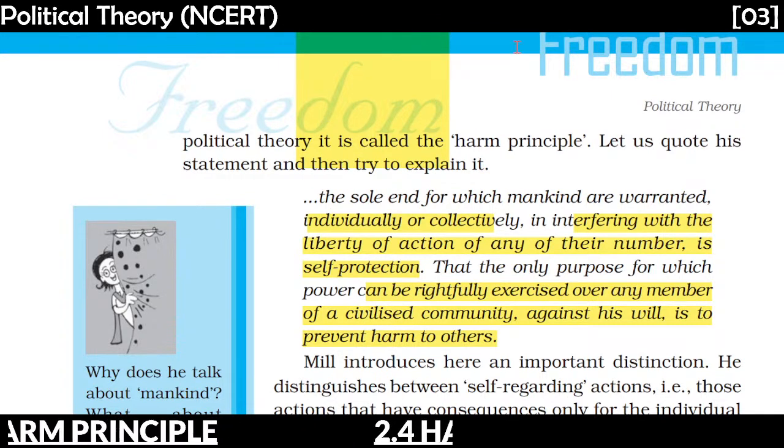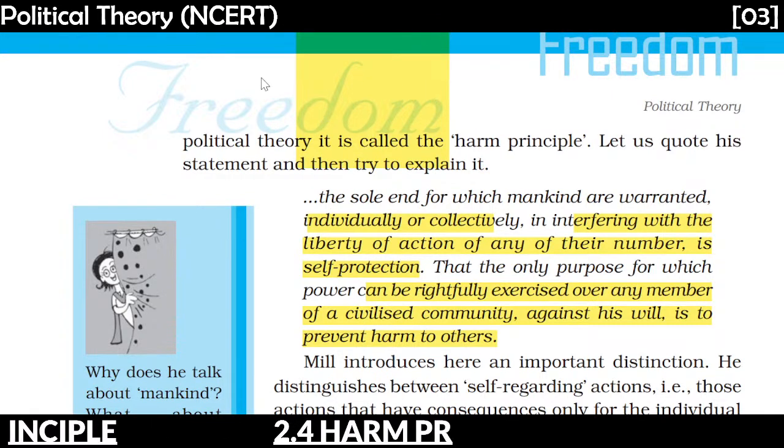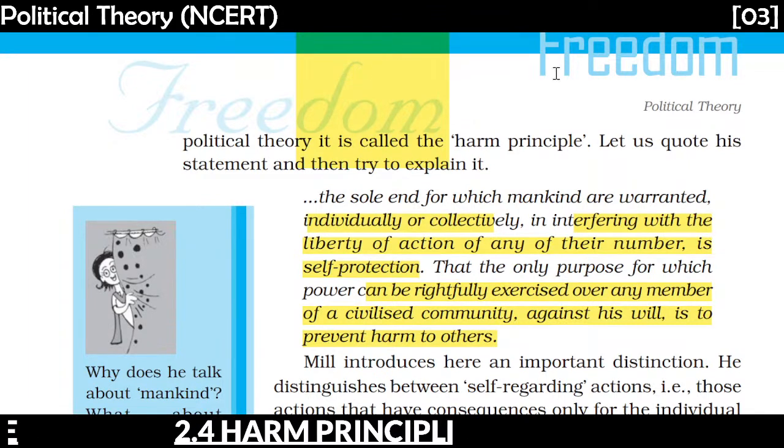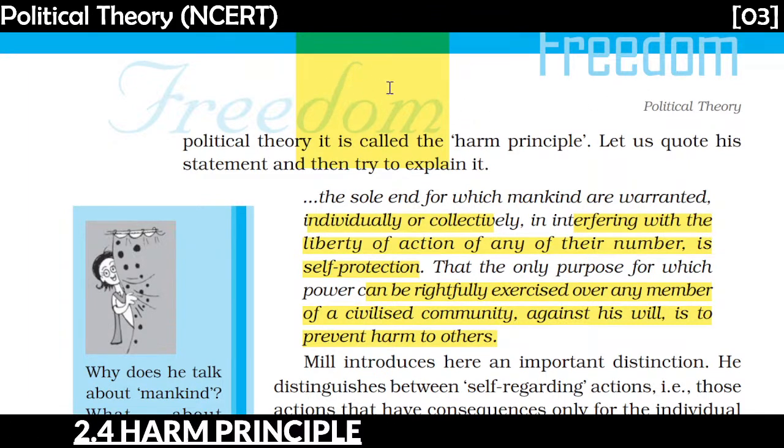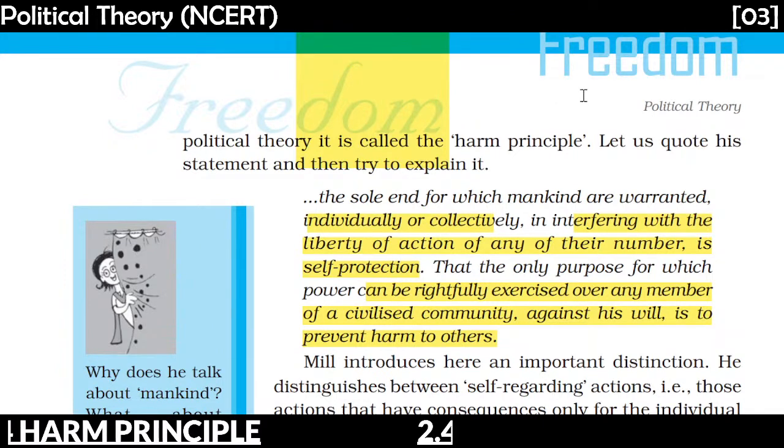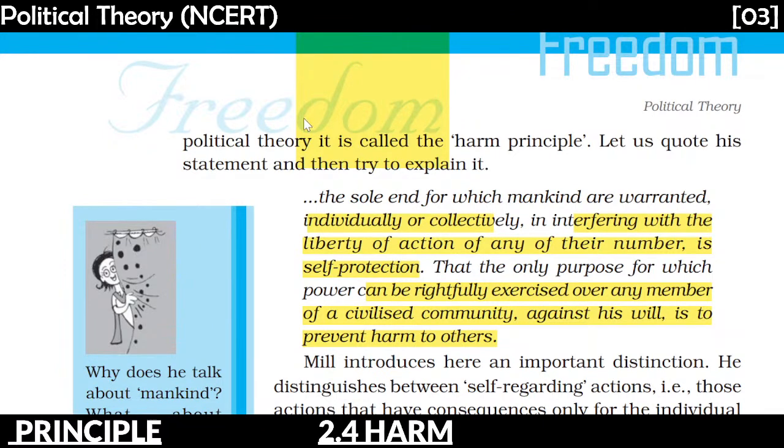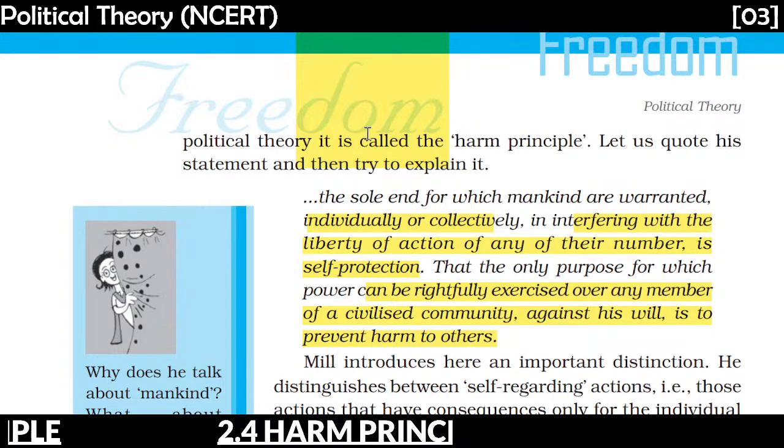Self-regarding and other-regarding actions. Mill distinguishes between self-regarding actions, those that only affect the individual making the choices, and other-regarding actions, those that impact others. The harm principle primarily applies to other-regarding actions. Limitation to individual freedom.